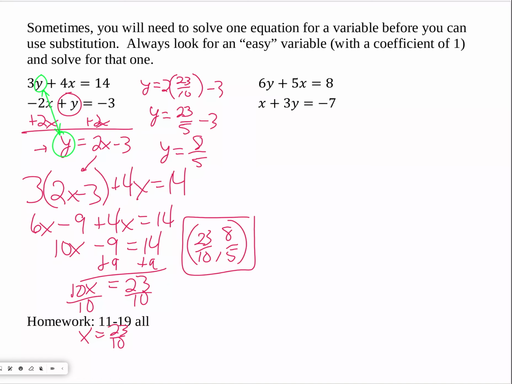Now the main idea is up here in green. What y is in one is going to be the same as what y is in the other. What x is in one is going to be the same as what x is in the other.